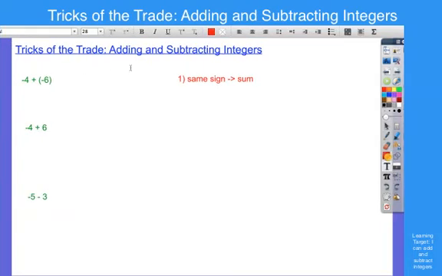So for this one, if I did -4 plus -6, I'm going to take the sum of those two numbers. I would just add the two numbers and then keep the same sign. Obviously a negative plus a negative is going to stay in the negatives. So my answer here is -10.